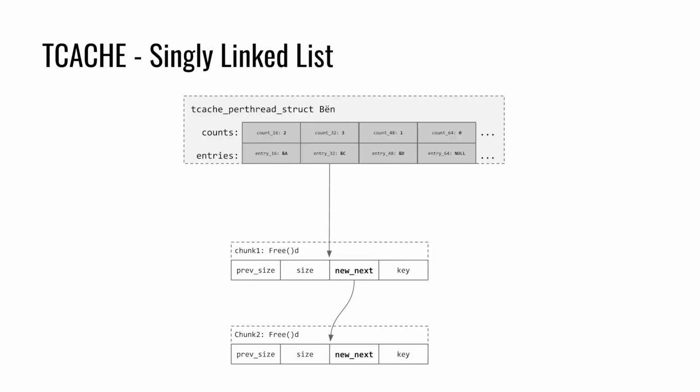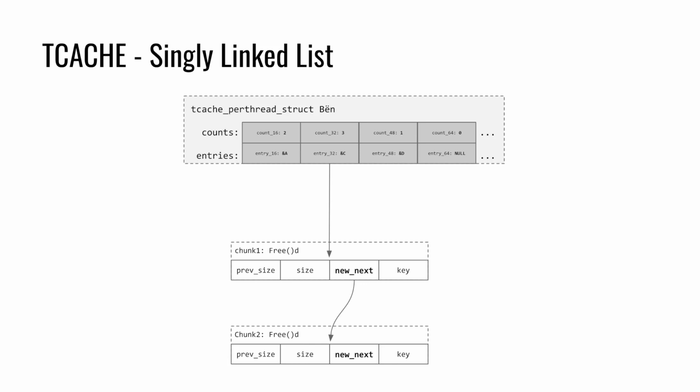So we've said that the TCACHE uses a singly linked list to manage free chunks. And it does this via 2 arrays: an array of counts, which is just an integer for how many entries are in a particular bin size, and an array of head pointers. These head pointers point to the allocation address of the free chunk. At the allocation address of a free chunk is a next pointer, and that next pointer points to the allocation address of the previously freed chunk of that bin size.